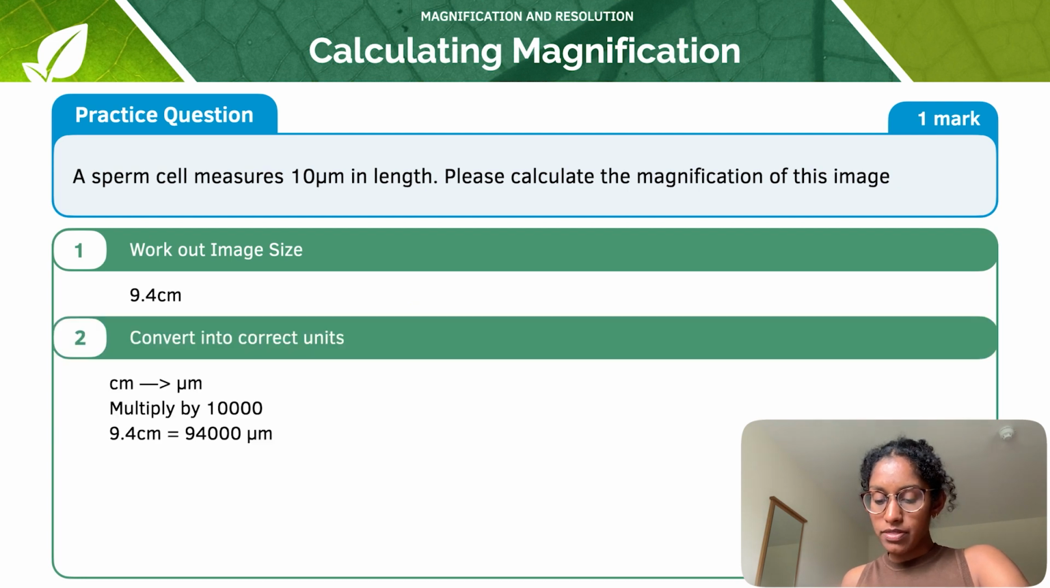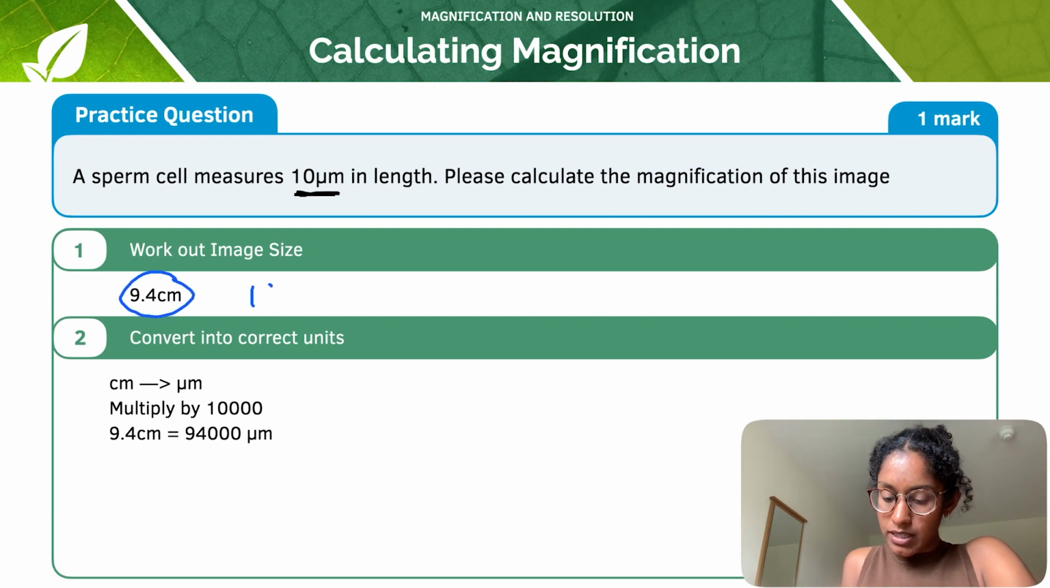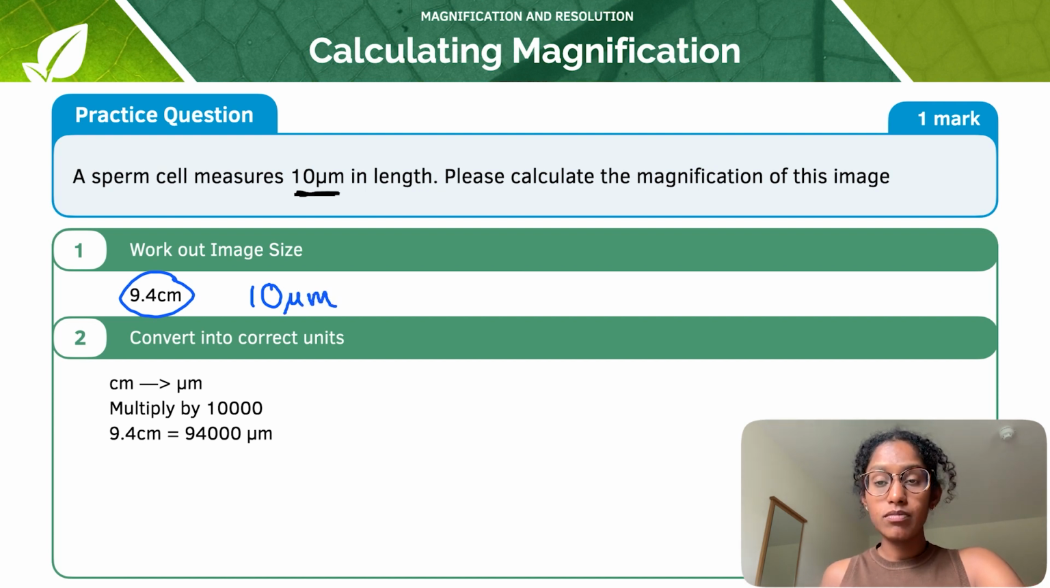Now we know that the sperm cell actually measures 10 micrometers in length. So we know that the image size is 9.4 centimeters, but the actual size is 10 micrometers. And remember our equation. We can work out the magnification from these two values. However, in order to do that, we need to make them the same units. So to make them the same units, I always write the units on the same side as each other. And what I would do here is multiply by 10,000, because going from centimeters to micrometers is multiplying by 10,000.